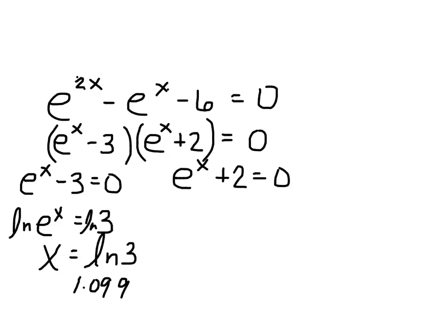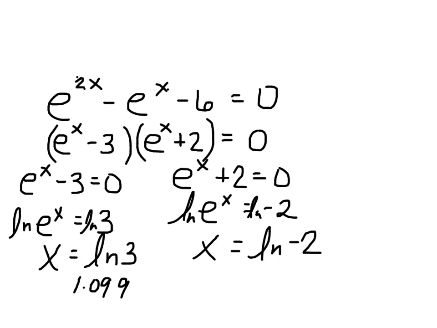If I do the other side, however, I get e to the x equals negative 2, and when I try to ln that, it's going to come up as x equals the ln of negative 2, but if I actually put that in the calculator, it's not going to work.